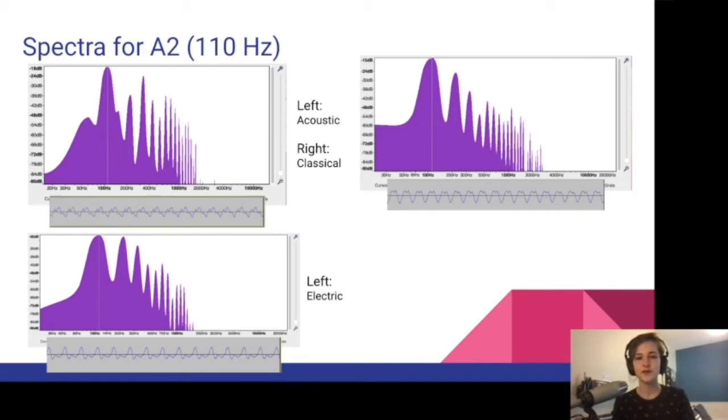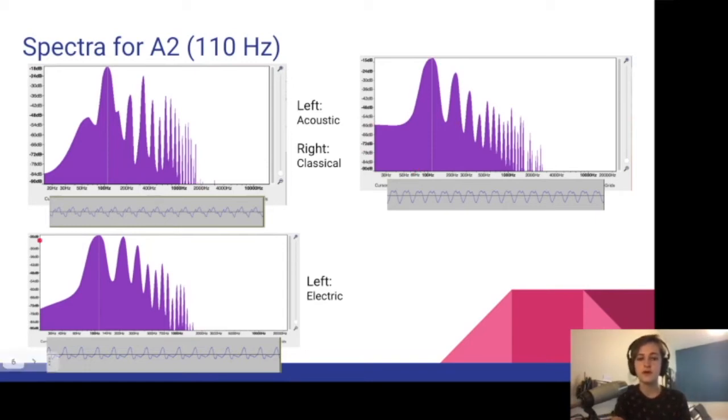The spectra for these waveforms are already quite different, even though it's the same note, but it's being played on 3 different guitars. For the acoustic guitar, you get a large peak at 110 hertz, and you can see each of the overtones at 220, 330, 440, and so on, which are the integer multiples of the fundamental frequency. At the beginning of the classical graph, there's quite a bit more intensity, even though these aren't part of the overtones.